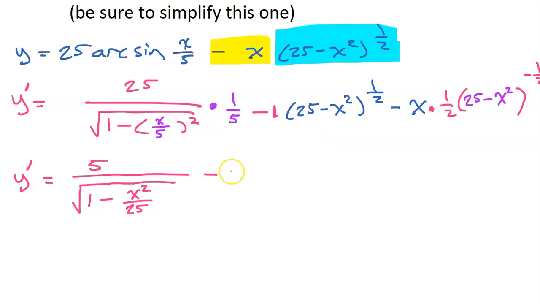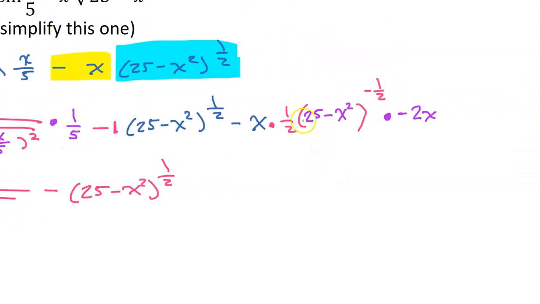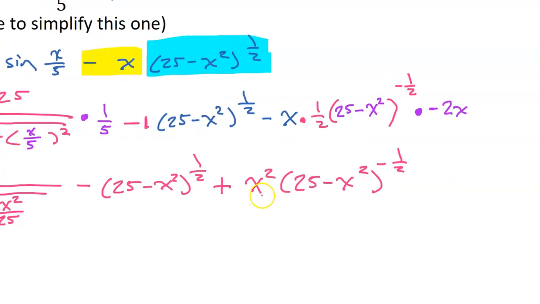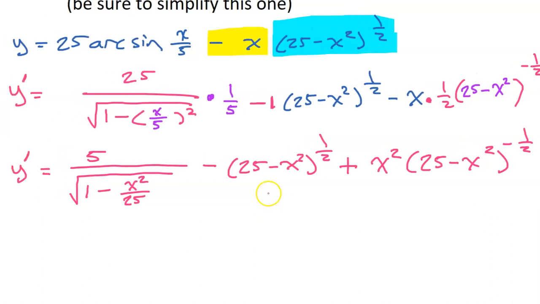The middle term can simply be written as 25 minus x squared to the 1/2 power. I'm just ignoring the -1. And now for the third term. I see that we have a 1/2 times a 2, so those cancel each other out. I see that we have a negative times a negative, so that's going to be a positive. And I see that we have x times x, so that will be x squared. So x squared times 25 minus x squared to the -1/2 power. So this is what we have so far.